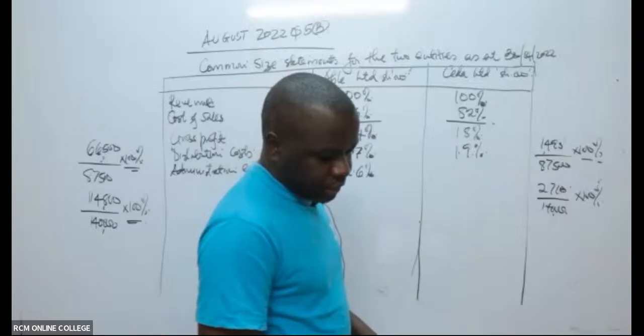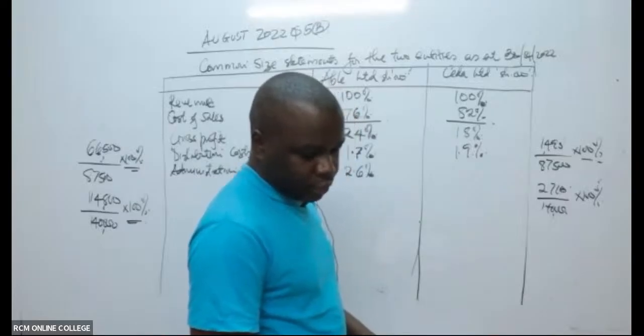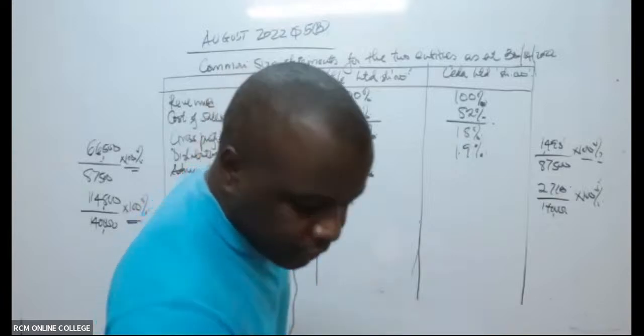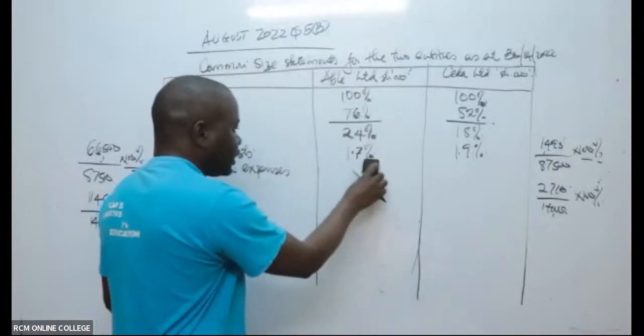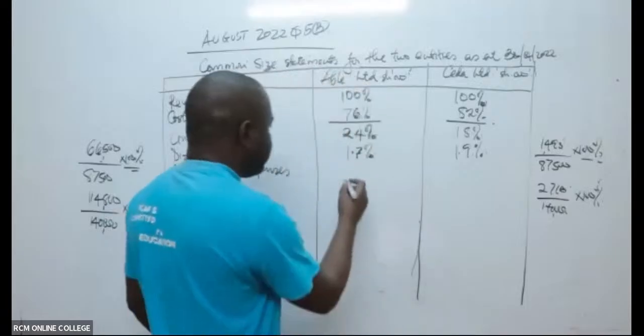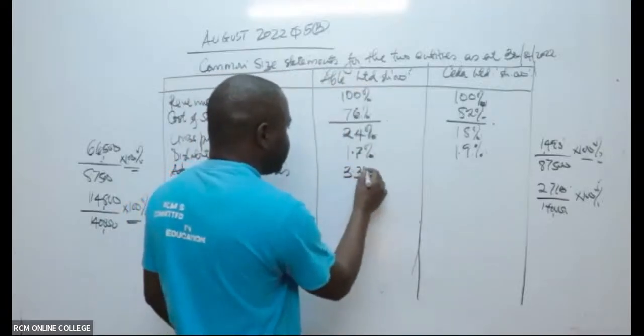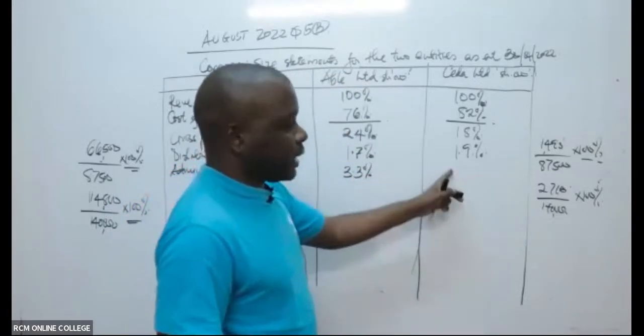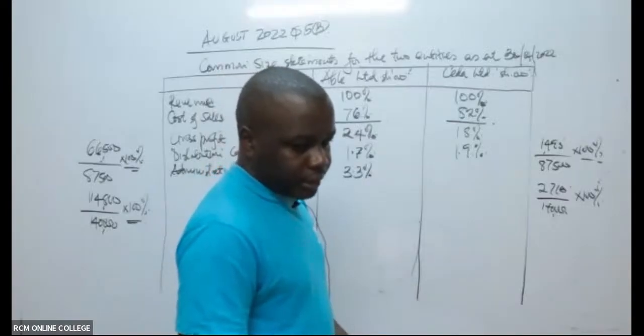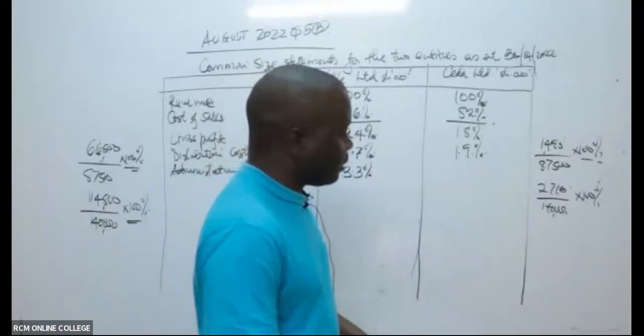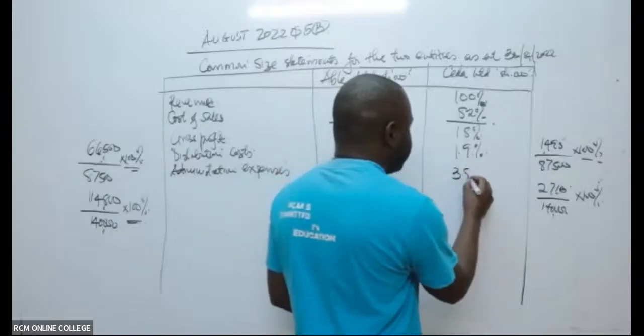Is it 2.6 or 3.3? I don't know. 3.3%. Then this other side, you are getting 3.8%. Should actually be 3.8%.